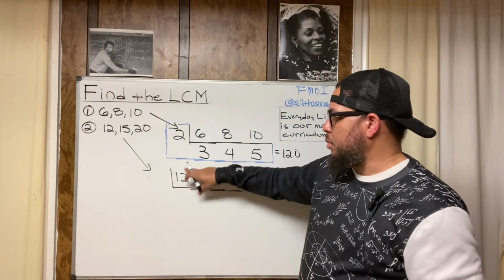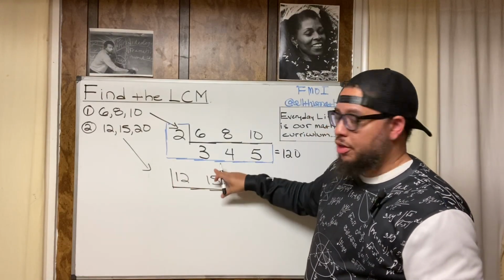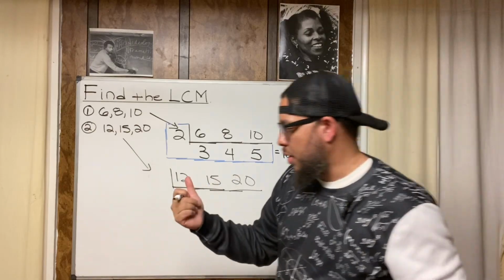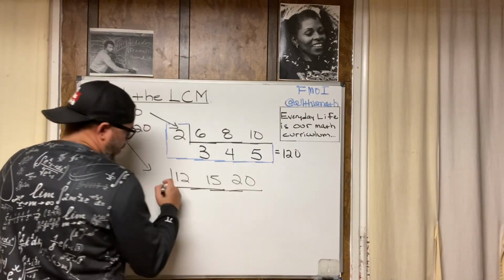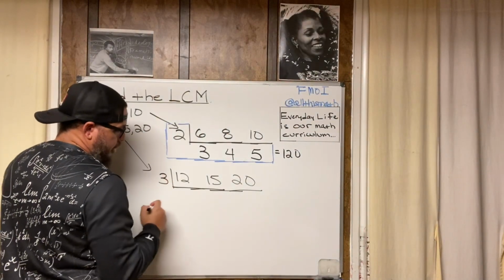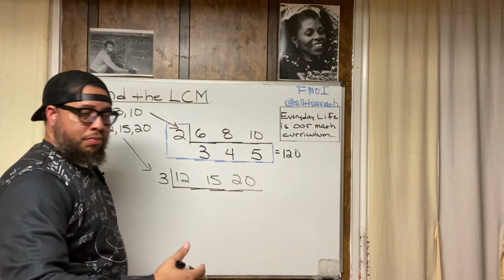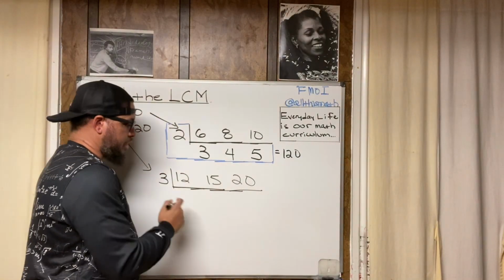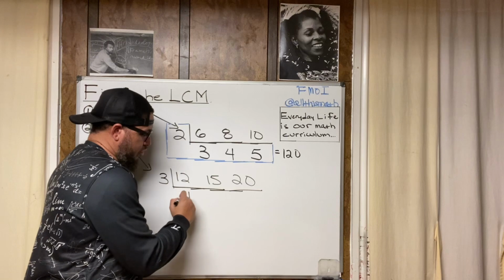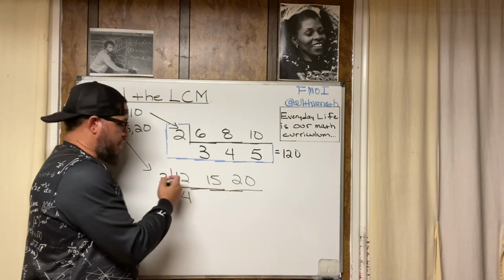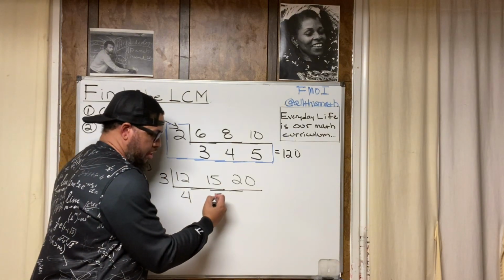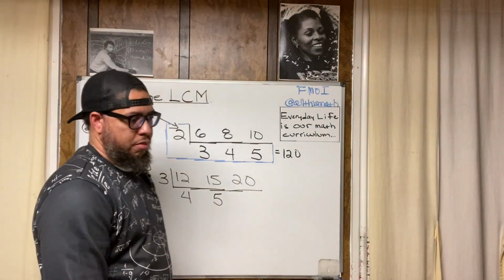Because I could do 3 times 4 to get 12, and 3 times 5 to get 15. So I take that 3 and write it right here. Then my job is to do division. 12 divided by 3 gives me 4, so I write the 4 right there. Then 15 divided by 3 gives me 5. Write the 5 right there.